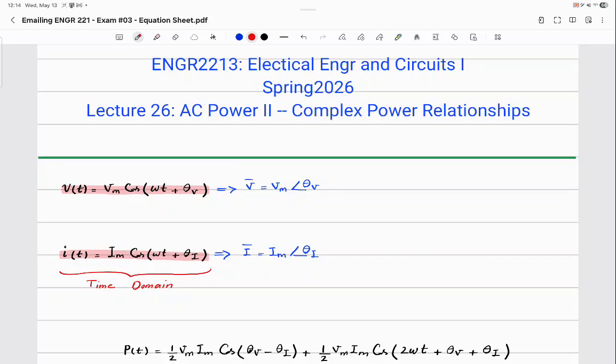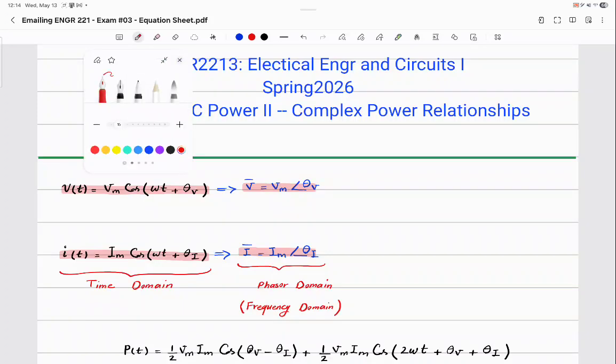Now, how about these guys? What do we call these? Phasor domain. Also, if you remember, we can call them frequency domain. And the reason for that is that in this domain, all the components, resistors, capacitors, and inductors, are replaced by the impedance, which is frequency dependent. That's why we call them to be in frequency domain.